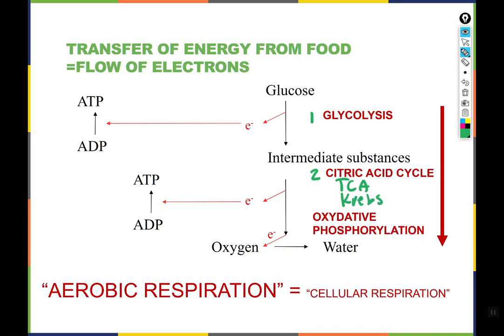So if you see those terms on the internet as you're studying, just know that citric acid cycle, TCA cycle, and Krebs cycle are the same thing. And then finally, 3, oxidative phosphorylation. And in animal cells and in most organisms that have mitochondria, the final electron acceptor is oxygen. But as we'll talk about later, in some organisms it isn't. So regardless, we call this aerobic respiration, and it's interchangeable with the term cellular respiration.